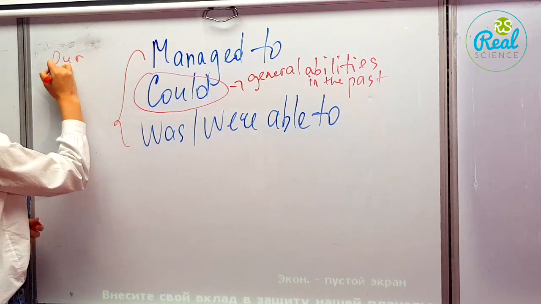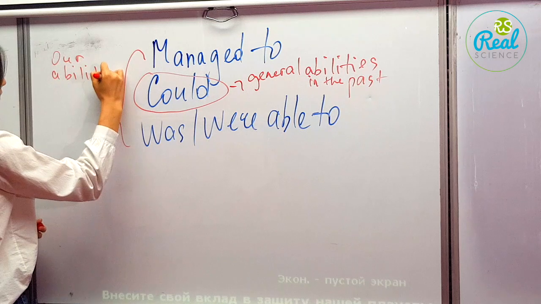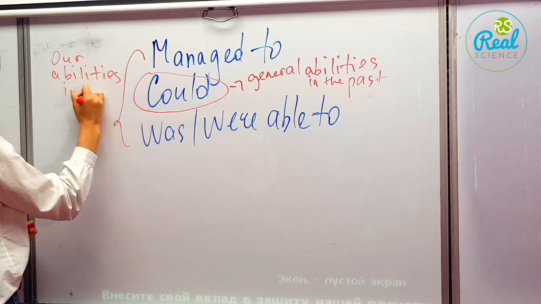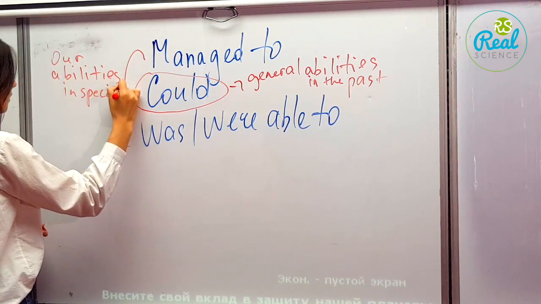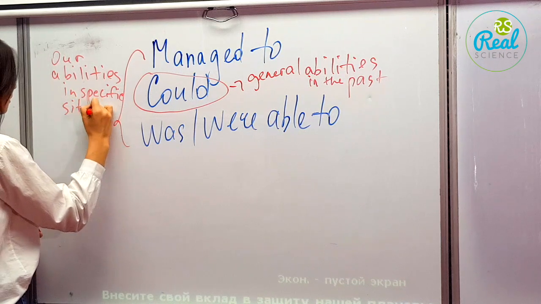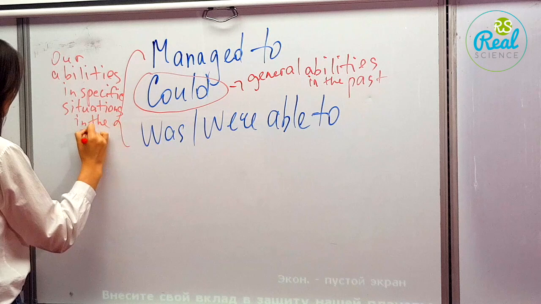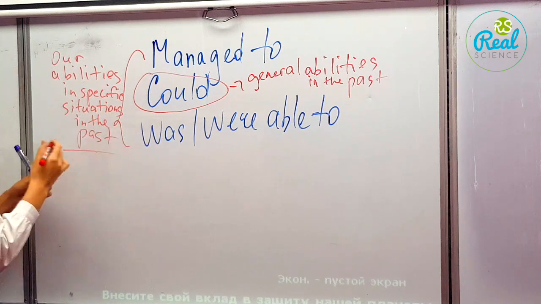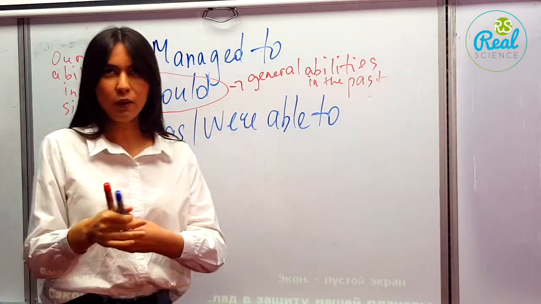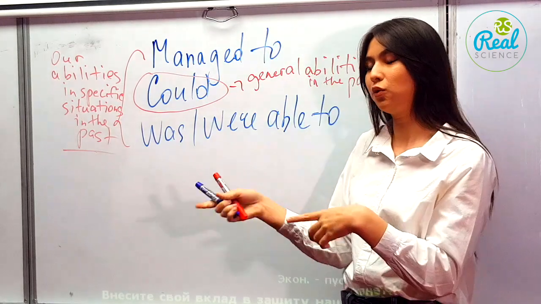So our abilities in specific situations in the past. Pay attention to this word, in the past. Now let's talk about some examples for this one.